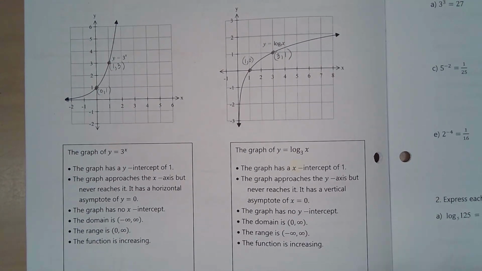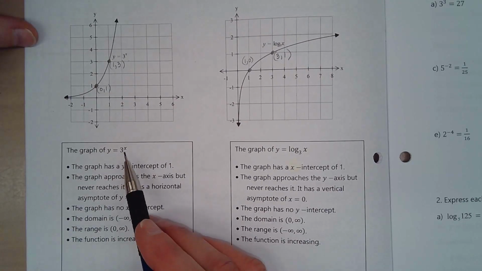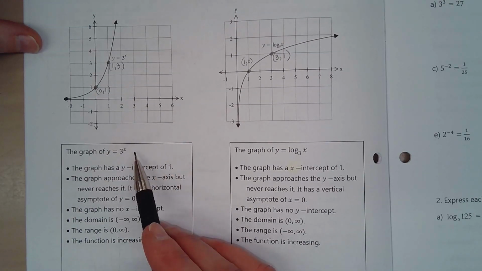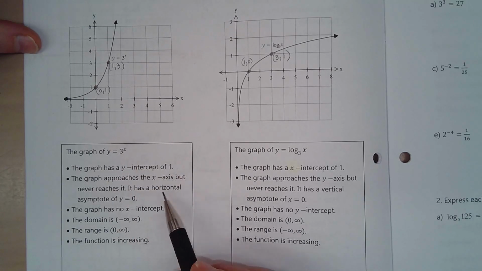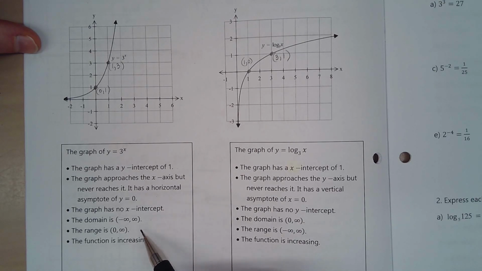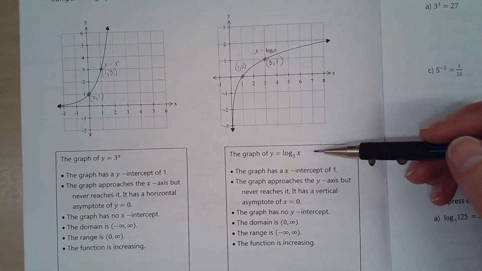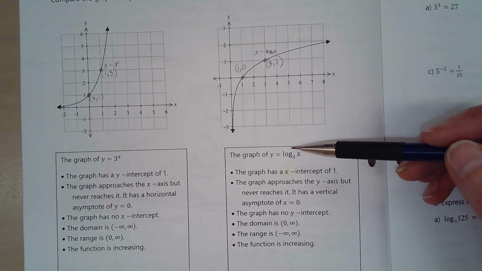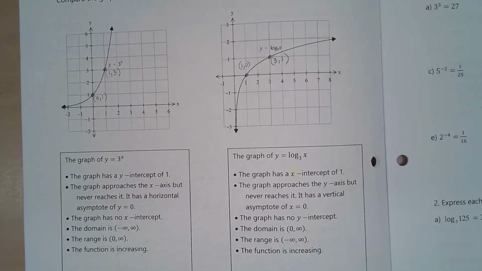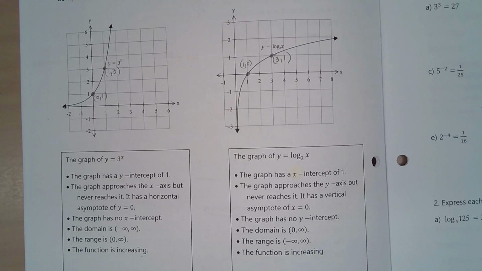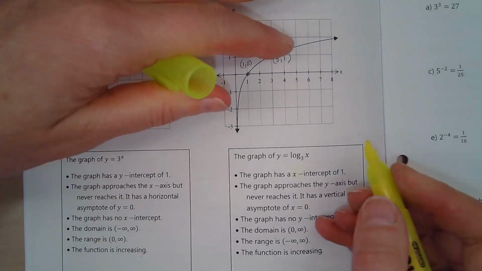So let's see how they exactly mirror each other. The graph of 3 to the power x, we know this, it's just a graph with no shifting, so it's got a y-intercept of 1, horizontal asymptote of y equals 0, no x-intercept, domain of all real numbers, the range 0 to infinity, it's increasing. So let's see how it compares with y equals log in base 3 of x. X-intercept of 1, right? Instead of a y-intercept, it has an x-intercept of 1, so that's a key point.